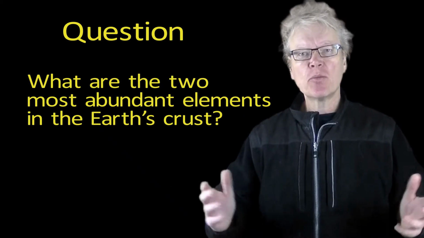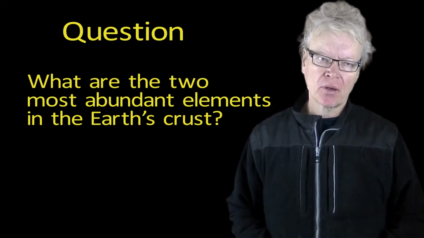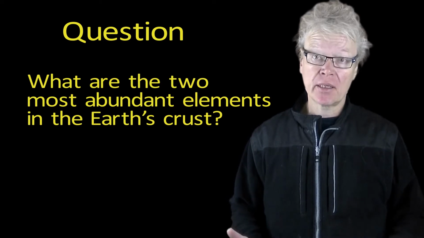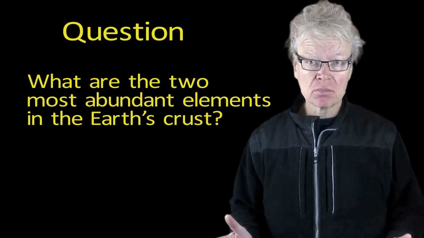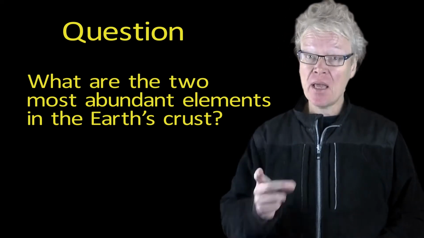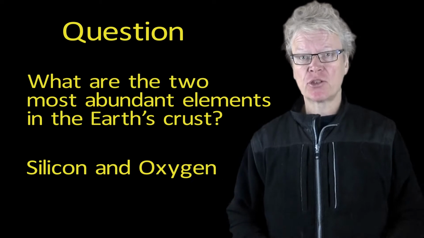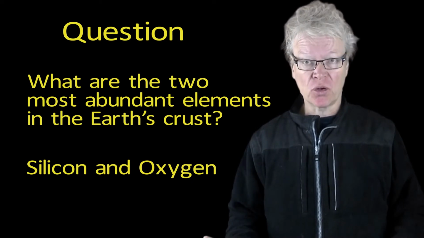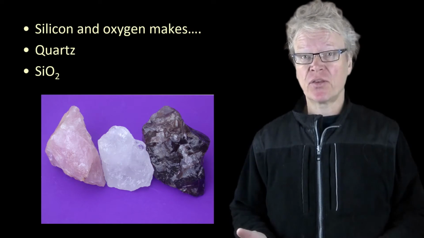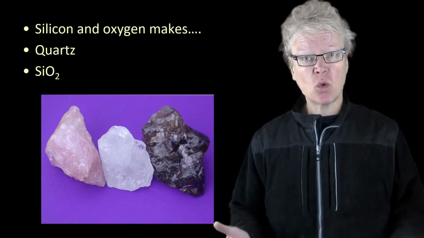So what are the two most abundant elements on Earth? Any idea? Yes, that's right. Silicon and oxygen are the two most abundant elements on Earth. Now, if you take silicon and oxygen and put them together, do you know what you get? You get something that everybody has seen, I think. You get quartz.